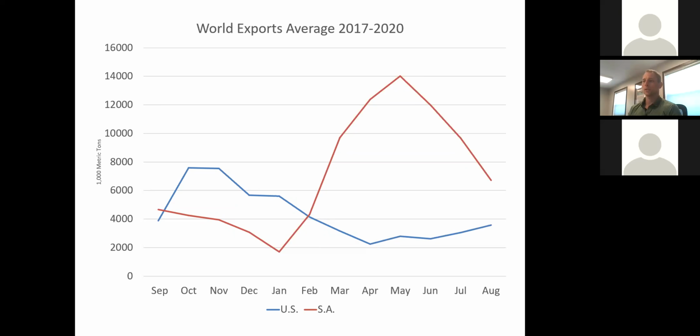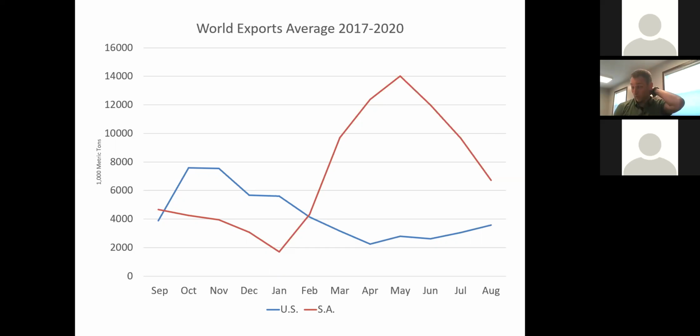At the same time, you're seeing South America not at a low, but at far below their peak, which is in April and May. So you've got the U.S. supplying the bulk of world exports in October, November, and December, and then you've got the U.S. doing very little business April, May, June, starting to rise a little bit in July, August, but still very low as a percentage basis. We do very little world business in April, May, and June, and South America does the bulk of it.